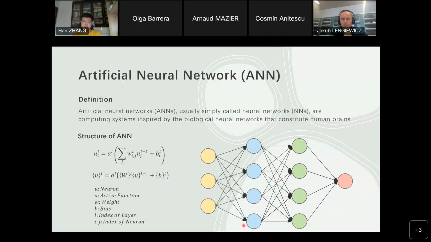Here we have a simple structure of the ANN. We have the input layer here and the output layer here, with multiple layers between them. Each layer has multiple neurons, and each neuron connects to neurons in adjacent layers. Each neuron has its own weight and bias, and the connection between neurons can be expressed with this equation. The connection between layers can also be expressed with this equation in matrix form.